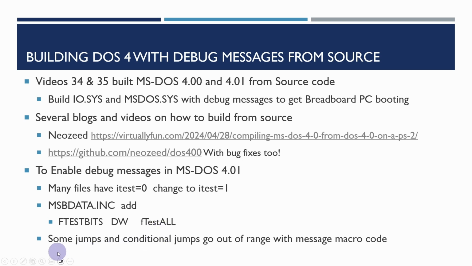Now when building this, some jumps and conditional jumps go out of range when the extra message macro code's included. There are a few jumps that go out of range, and I'll just show you some of the changes done in WinMerge, and you'll see that there are a few places where you have to make a few tweaks to get the code to compile with the messages in.